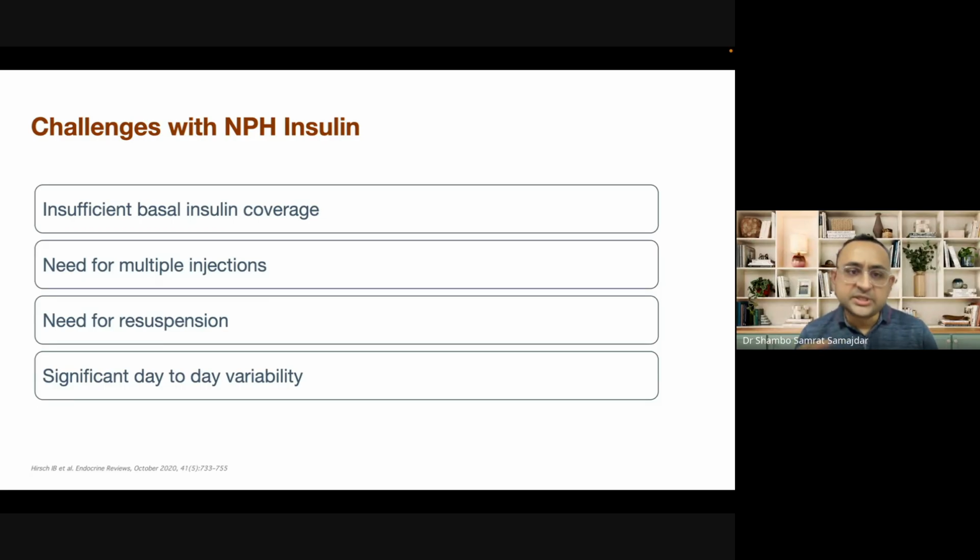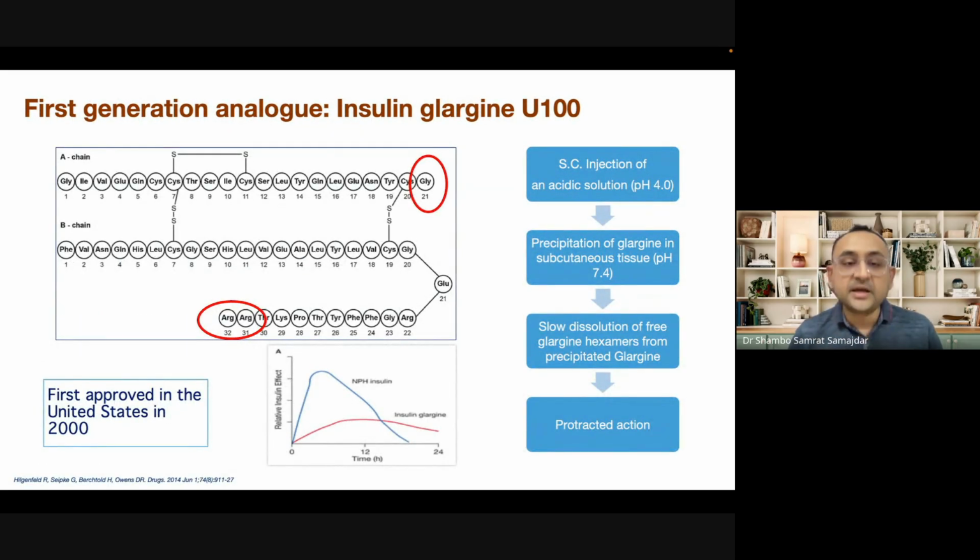What are the challenges with NPH insulin? Yes, it is insufficient in terms of basal insulin coverage. We need at least 2 injections per day, there is a need for resuspension, and there was significant day-to-day variability. That is why we needed a once-daily basal insulin, and we got a first-generation analog like insulin glargine U100. It was first approved in the US in 2000.